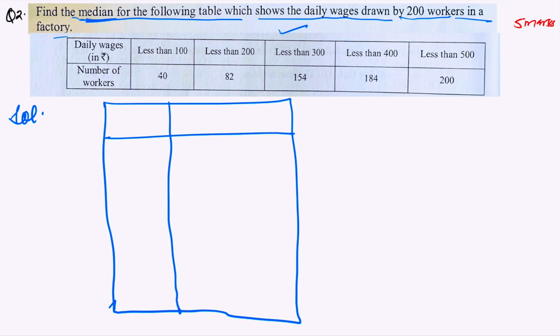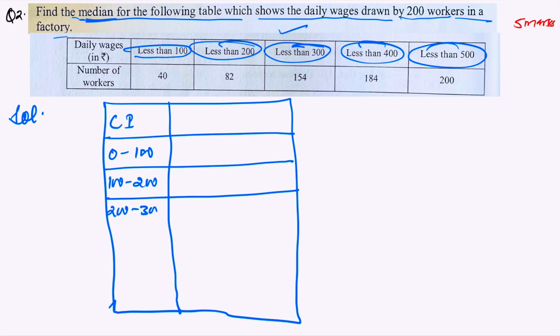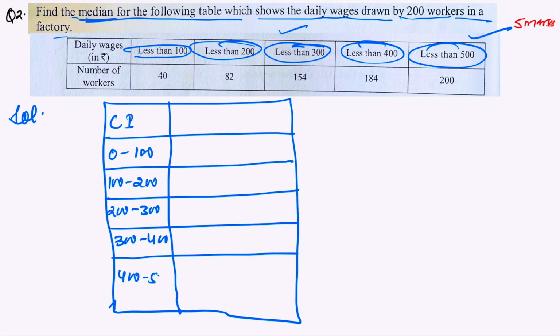So let's say this is the class interval. Here the class interval is not given, so what we have to do is change it into class intervals. Let's say the class interval 0 to 100. Less than 100 will be between 0 and 100 daily wages. The next class interval will be 100 to 200. The third class interval will be 200 to 300, then 300 to 400, and the last one, 400 to 500.